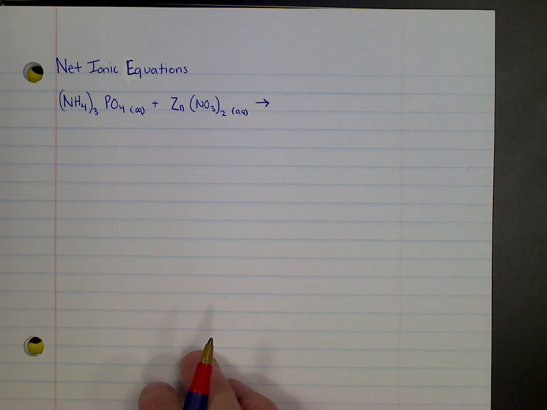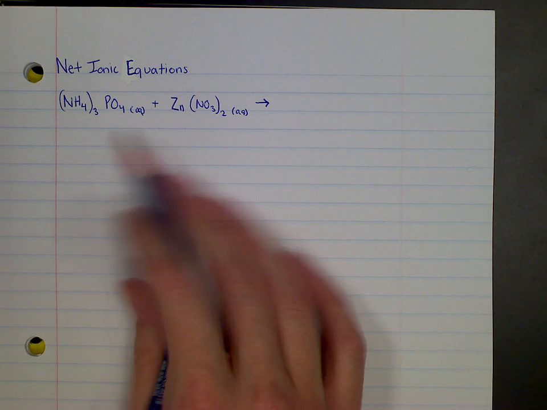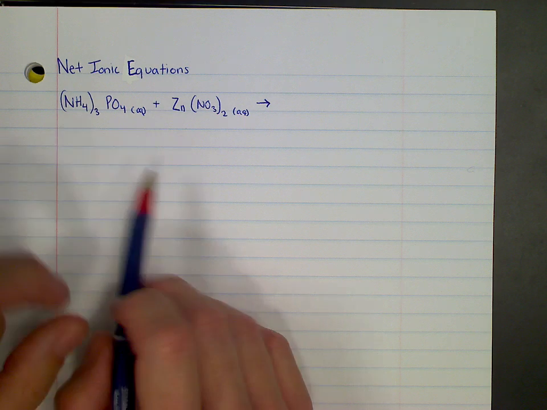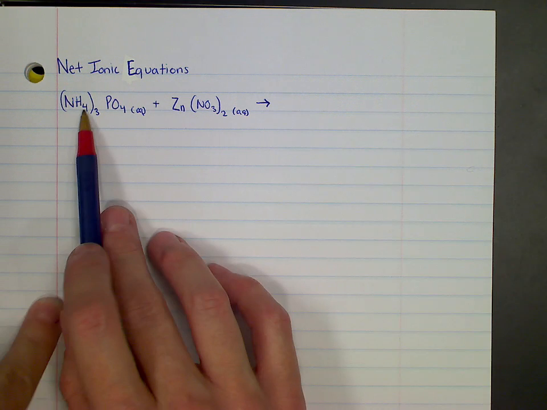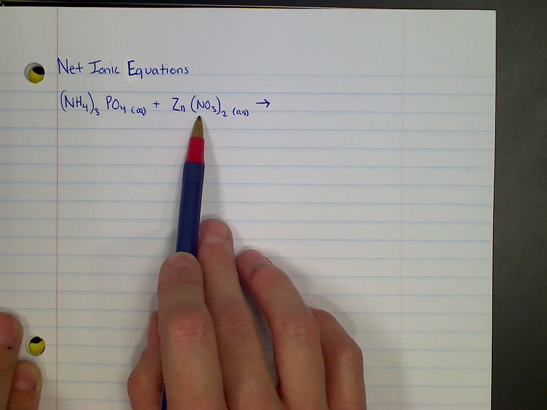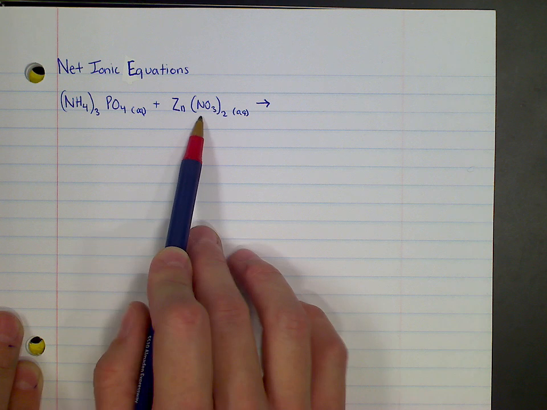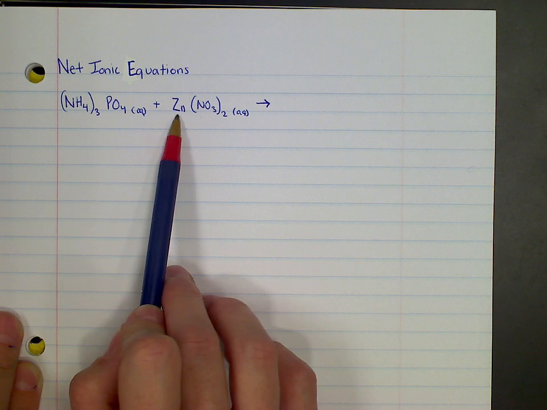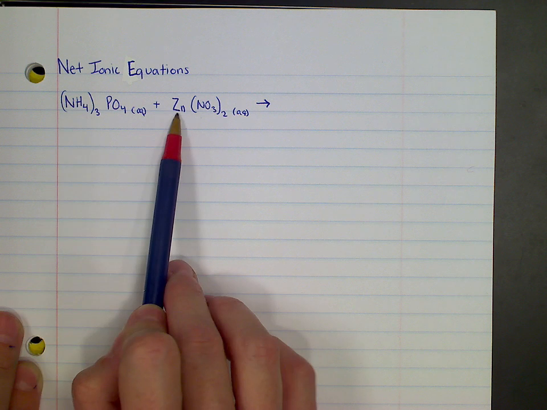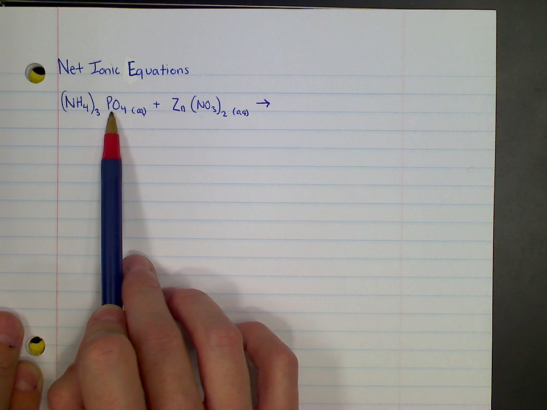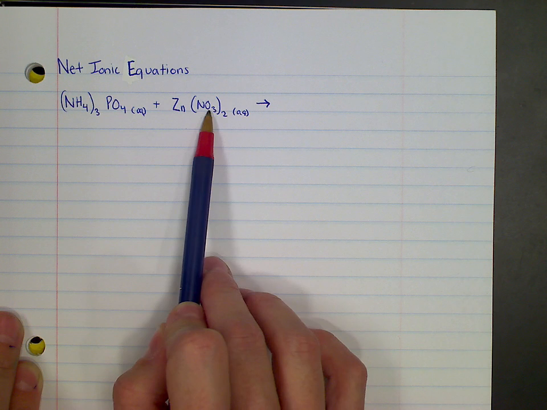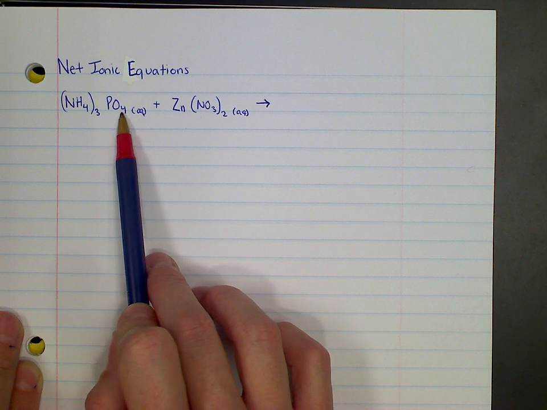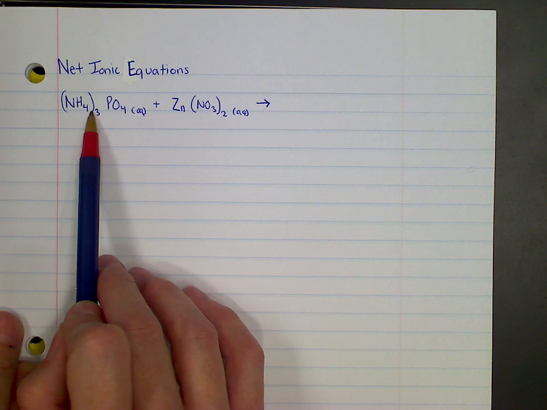Okay? So when you approach a problem like this, the first thing you need to realize is that when you're making your new products over here, you need the positive things to bond with the negative things when they switch partners. So we don't want the beginnings to bond, like the ammonium and the zinc will not bond because they both have positive charges, and the PO4 is not going to bond with the NO3 because they don't have opposite charges either. So instead what we're going to see is we're going to have the NH4 bond with the NO3.